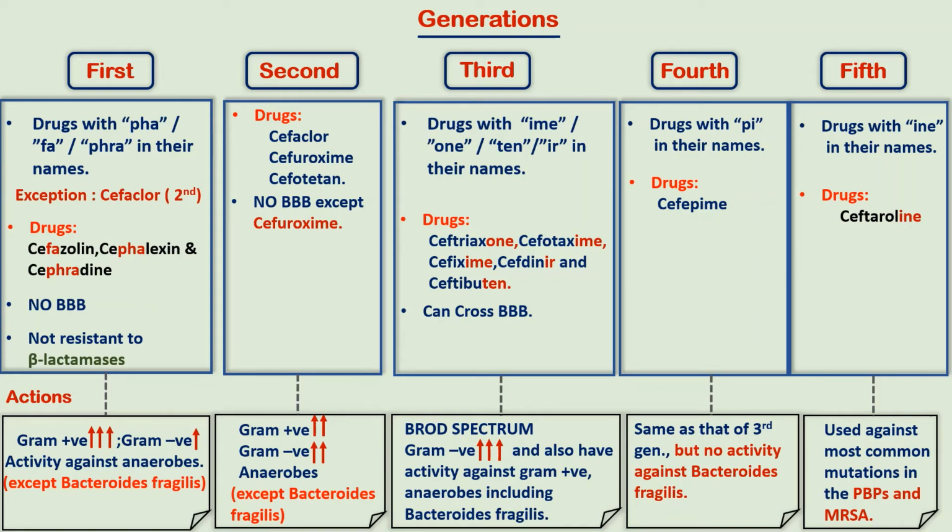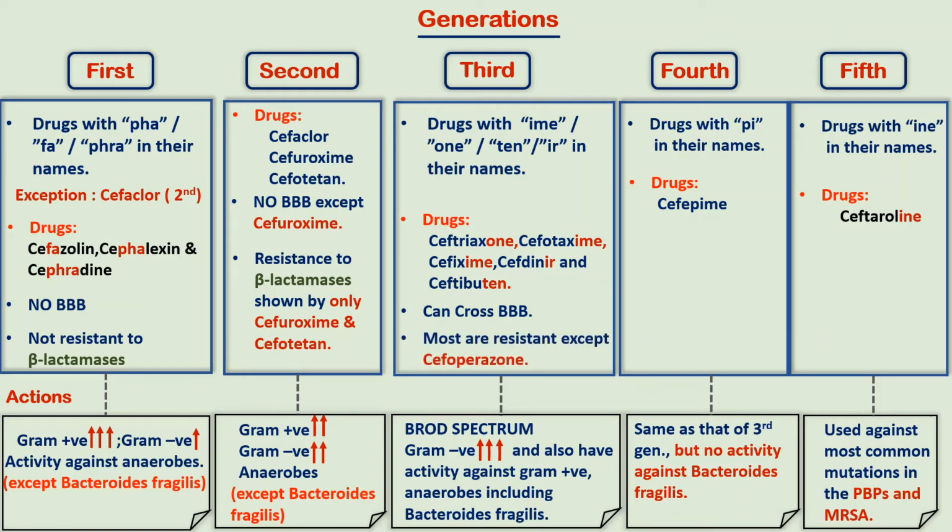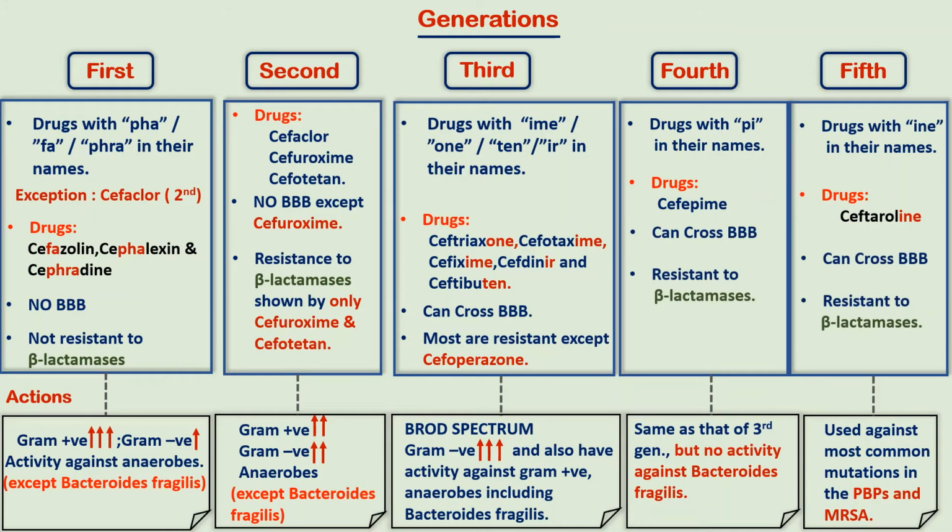Among the second generation, cefuroxime will cross the blood-brain barrier, so it can be used in meningitis, and the ones showing resistance to beta-lactamases are only cefuroxime and cefoxitin. The third generation can be used to treat gram-negative infections, and most of them are resistant to beta-lactamases except cefoperazone. The fourth and the fifth generations are also resistant to beta-lactamases.